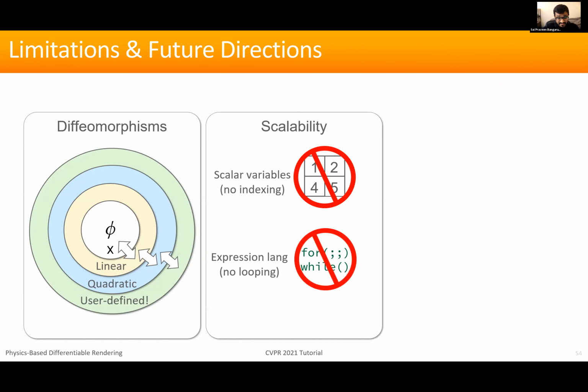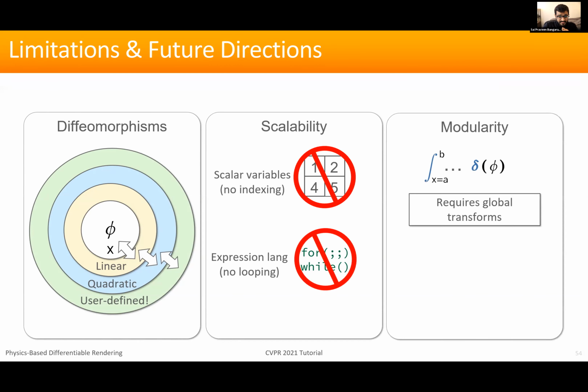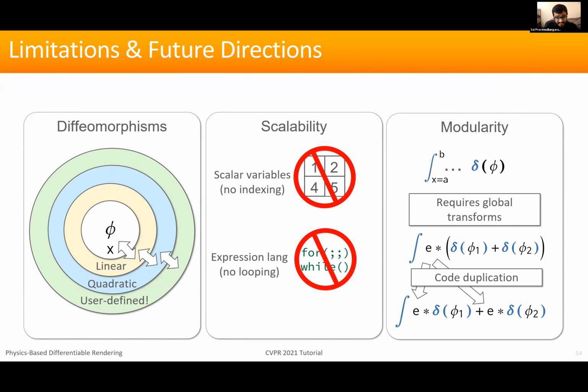Additionally, our semantics right now only handle scalar values. So there are no indexing or tensors, and it is an expression language, so there's no looping or recursion. Our transformation processes are also global. So this means you can't do them in modules like you can with PyTorch. And the problem can get worse when there are many, many delta terms, since the expressions can get duplicated for each term. However, we'll show that we can still apply it to practical applications in our framework section.